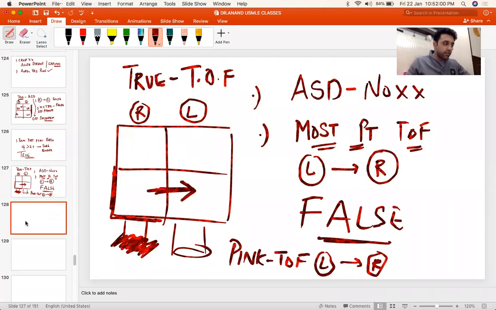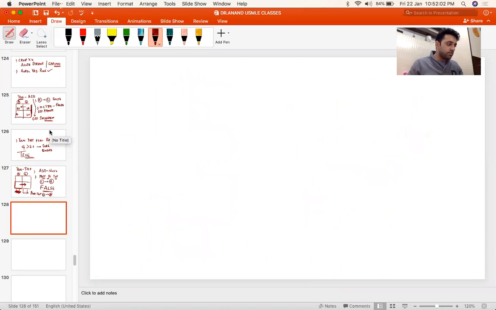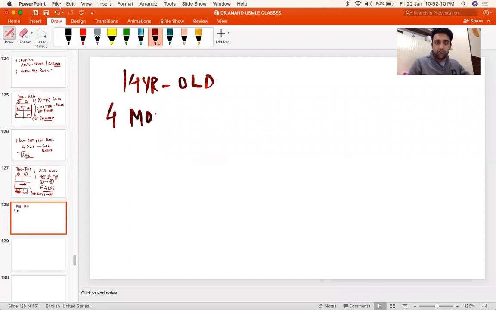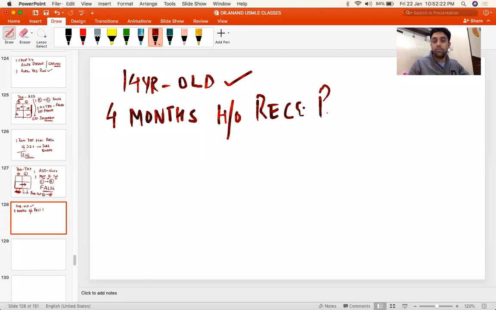Okay, very good. Now the next question is a very easy question. Let's see if you can answer. A 14-year-old patient came with complaints of a 4 months history of recurrent palpitations. Last two questions left, then the class is over. Number 1, a 14-year-old with recurrent palpitations.